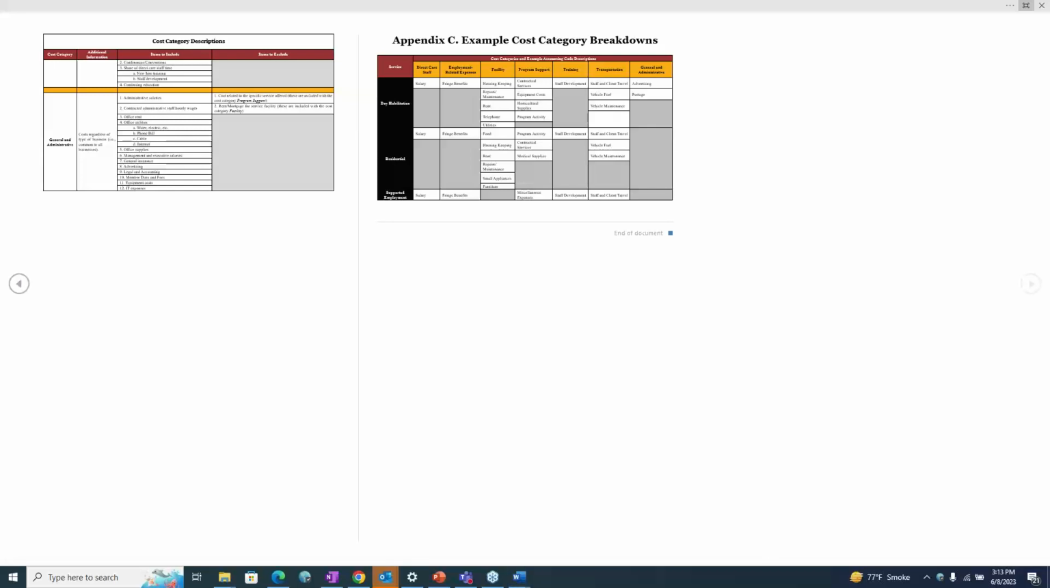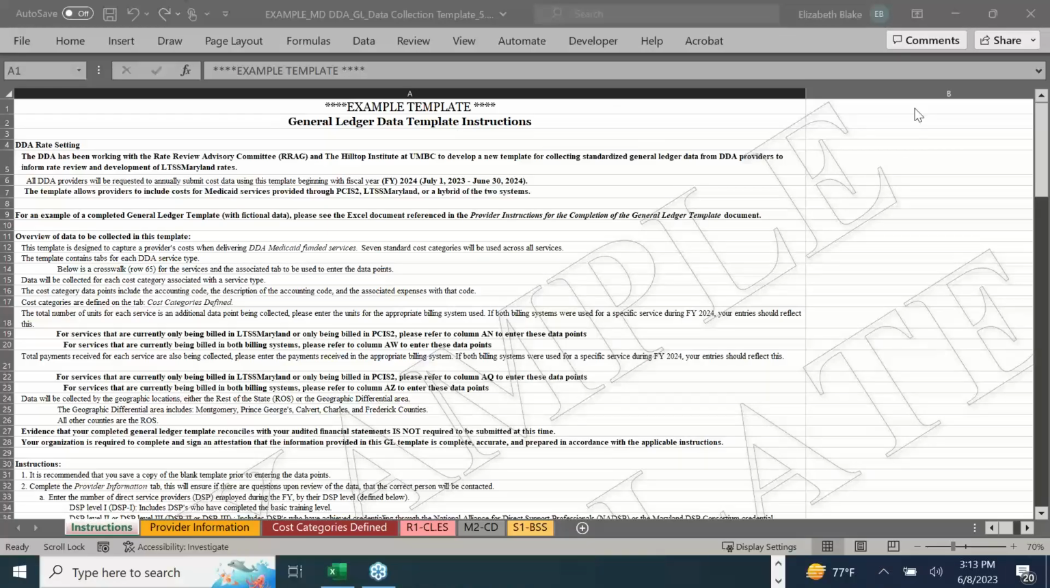Thank you, Marianne. Okay, so let me just share my screen real quick. Can everybody see the general ledger example template? Yes, it's visible. Okay, perfect.